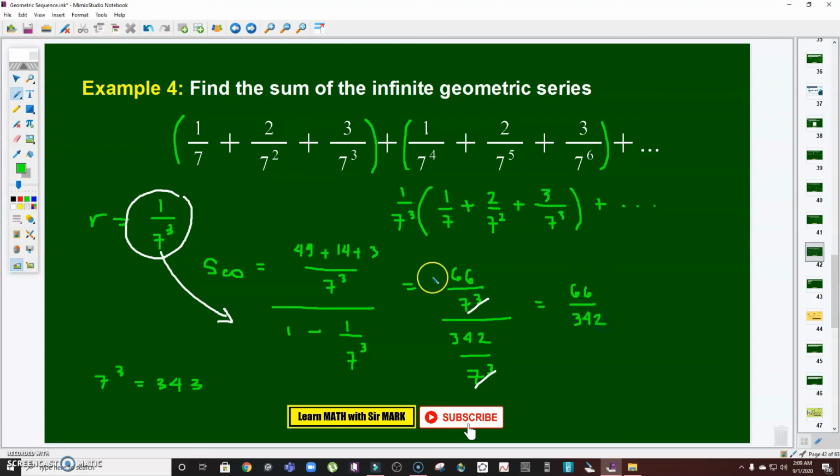See that? So what will be left is this, 66 over 342. Since both of them are even, you can simplify that. So 66 over 342, divide ko ng 6, so that will become 11. The 342 divided by 6, that will be 57. Yeah, 57. There you go. So that's it. Once again, the sum of this infinite geometric series is 11 over 57. Clear?